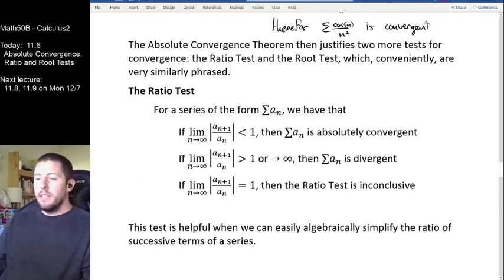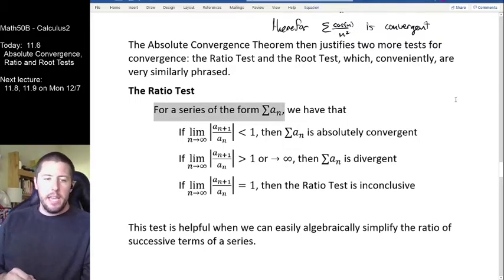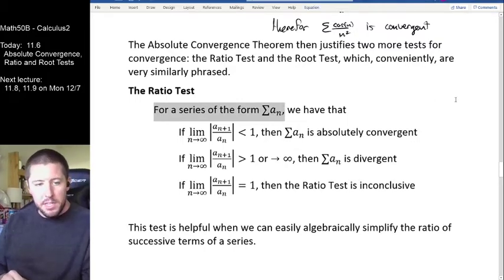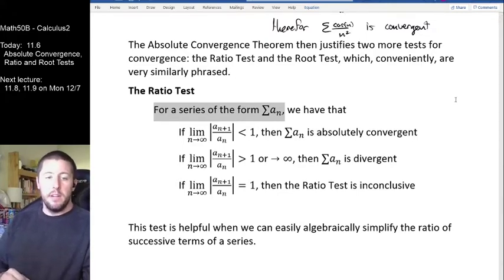The ratio test is going to say to us that we can look at any series of this form. One of the really important parts of the ratio test and the root test is there's no limitation saying you need positive terms, or you need alternating terms. It just says for a series of the form sum of a sub n, this is for any series, and that's what's good for us.